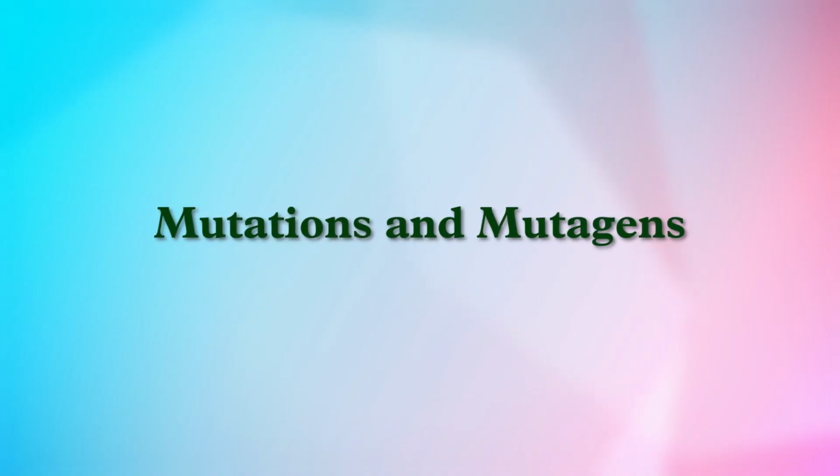Today we will discuss the unit Mutations and Mutagens. The course code for this course is MEV 004. The learning objectives of this module include definitions and concepts related to mutations, mutagenic agents, mutagenesis and so on.